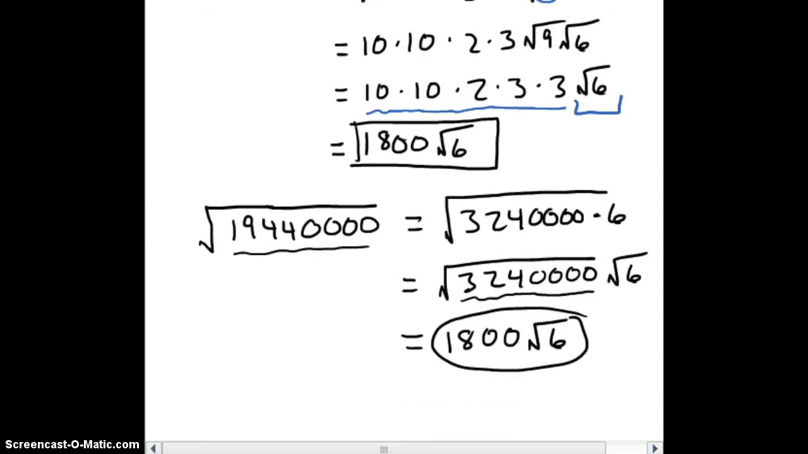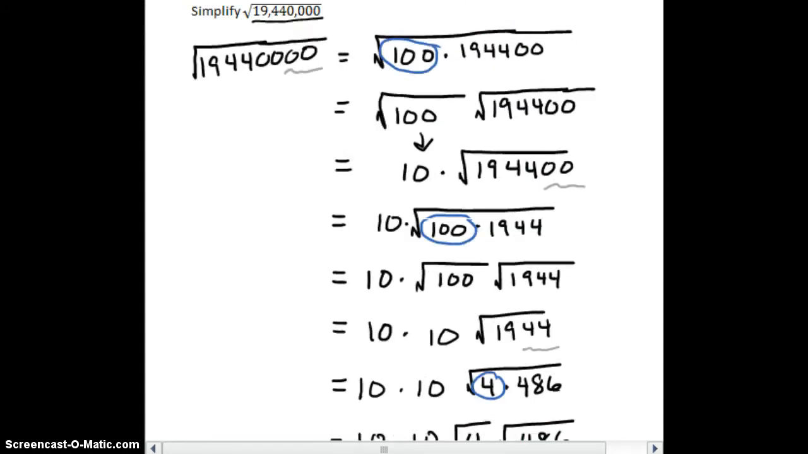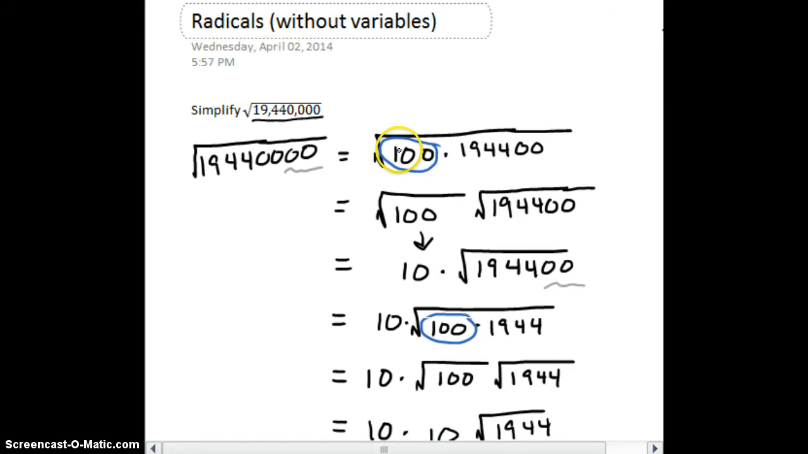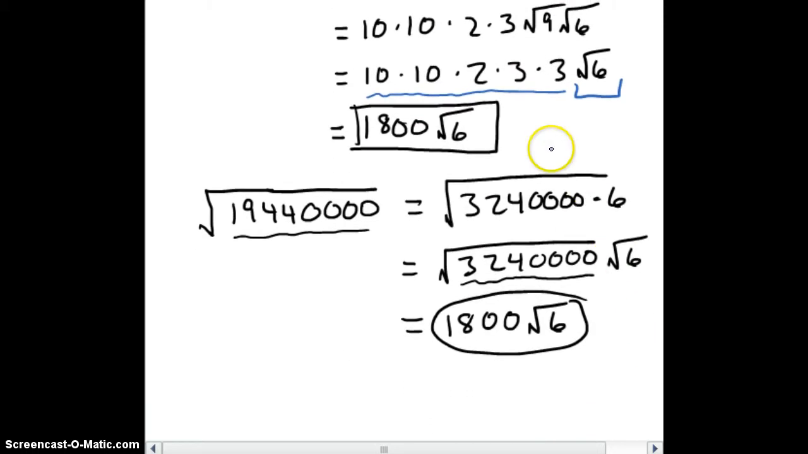So if you use this method, if you just follow those 3 steps, and again those 3 steps are find a perfect square, write it first, break up the radicals, and take the square root. If I do it over and over again, eventually I will end up with a simplified expression.